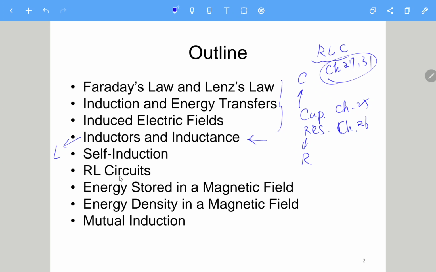Then we talk about self-induction, RL circuits, energy stored in the magnetic field, and energy density in the magnetic field. Finally, we talk about mutual inductance, mutual induction, which is actually the transformer. Okay, the transformer, 变压器.